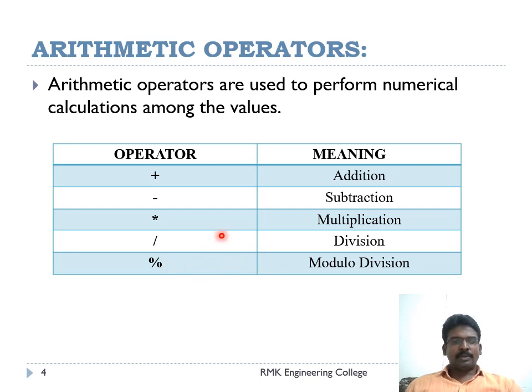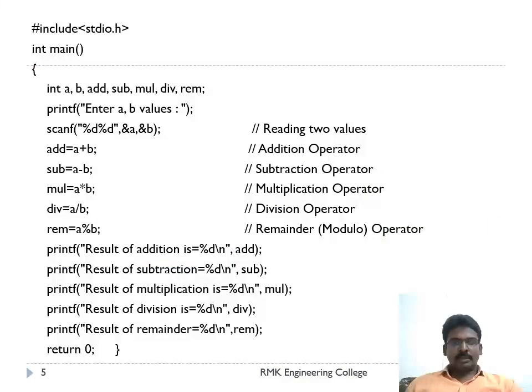The difference between normal division and modulo division is that the normal division, the backslash operator, returns the quotient as output, and in the modulo division, the percentage symbol returns the remainder of the division as output. So let's see these operators with an example. Here a C program has been written to explain the operations performed by these arithmetic operators. So let us see one by one.